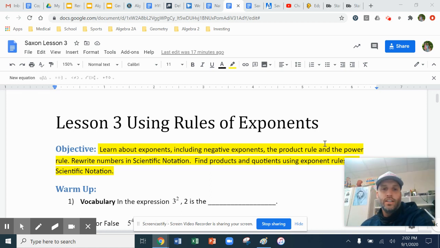We are taking a look at lesson 3, using rules of exponents. Our objective during this lesson is to learn about exponents, including negative exponents, the product rule, the power rule, and then we'll also take a look at the division rule, or the quotient rule of powers. We'll also rewrite numbers in scientific notation and then find products and quotients using the exponent rules and scientific notation.